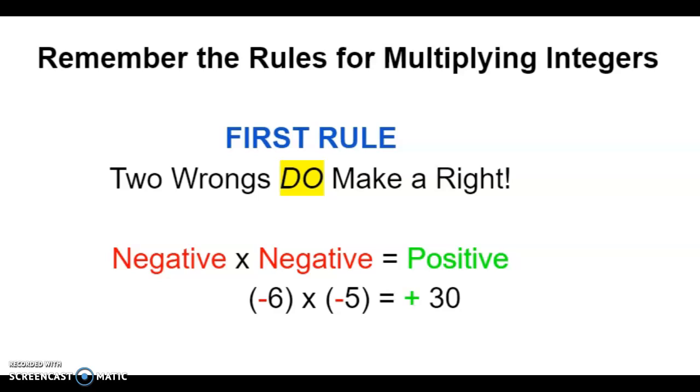The first rule of multiplying integers is that 2 wrongs do make a right. A negative times a negative gives us a positive. In our example, we can see that negative 6 times negative 5 gives us a positive 30.